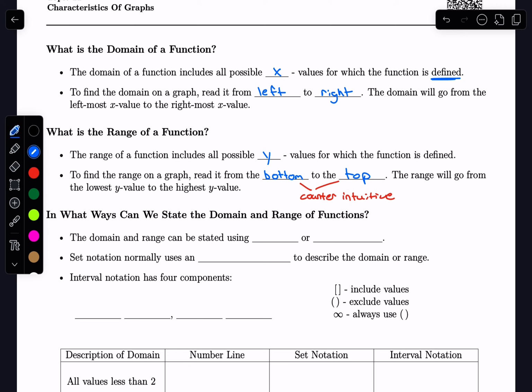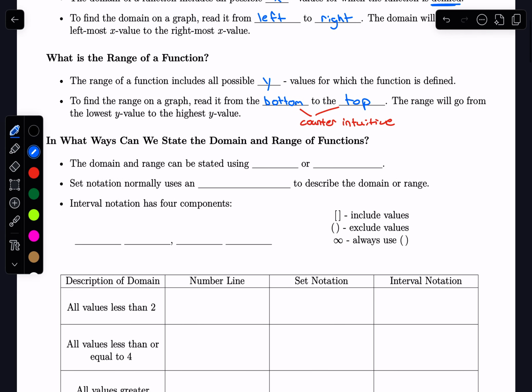All right, so now in what ways can we state the domain? This is how we communicate domain and ranges to each other. The domain and range can be stated using sets or intervals. Depending on the situation, one is better than the other, but generally speaking, intervals are what we use the most. But really, we just use whichever one is more convenient, but you always need to check what a problem says to use, and you need to meet that criteria. So if it says to use an interval, make sure you use an interval.